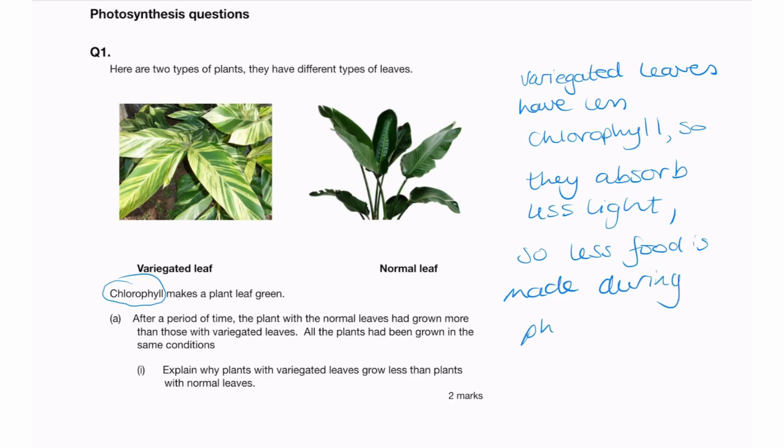Okay, so you are linking the green and the chlorophyll to the absorption of light. So the green and the chlorophyll, the absorption of light, all linked to photosynthesis. And that very simply is your answer. Okay, quite a high level question there, and then you'll get 2 marks.